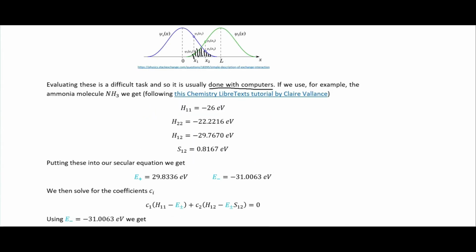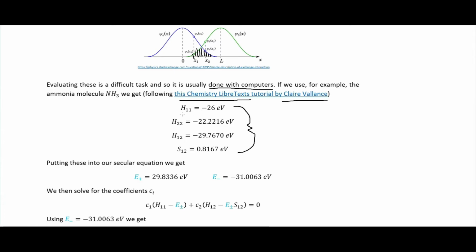We can use this example, and I'm pretty much copying this almost exactly from this Chemistry LibreTexts text by Claire Valens. She goes into a bit more detail here, but all of this stuff comes right from there, and that will be linked in the lecture notes. These values here were obtained using a computer.